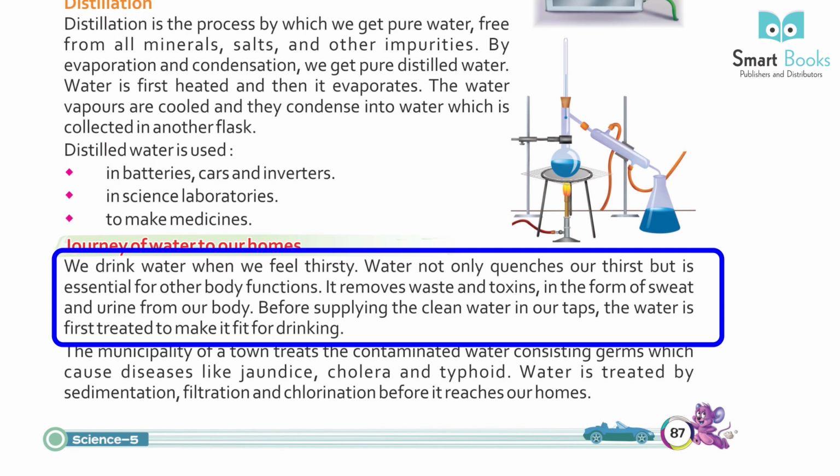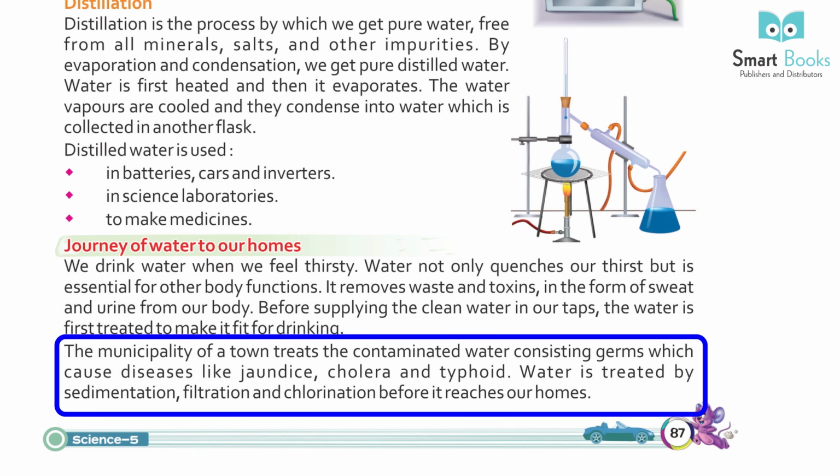Before supplying the clean water in our taps, the water is first treated to make it fit for drinking. The municipality of a town treats the contaminated water containing germs which cause diseases like jaundice, cholera and typhoid. Water is treated by sedimentation, filtration and chlorination before it reaches our home.